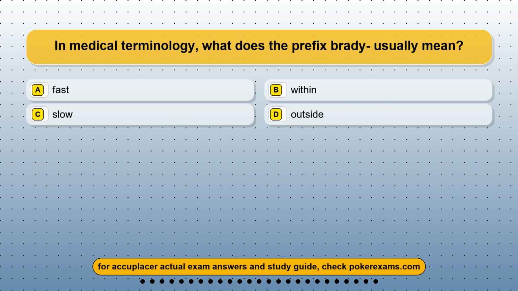Question 11. In medical terminology, what does the prefix brady- usually mean? Option A, fast. Option B, within. Option C, slow. Option D, outside.